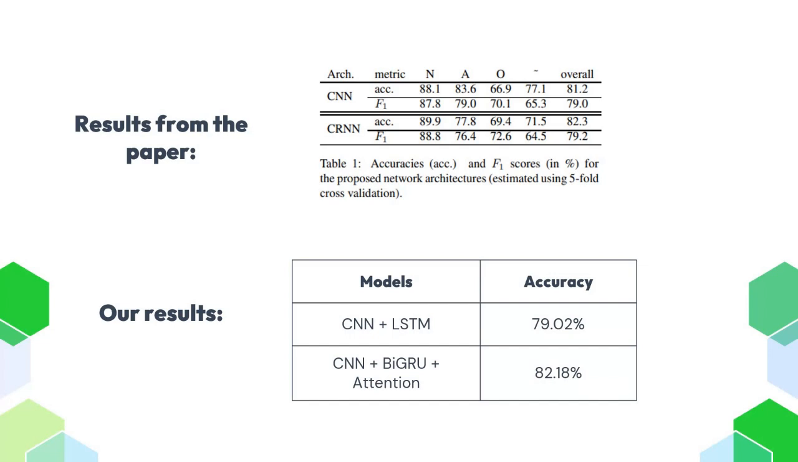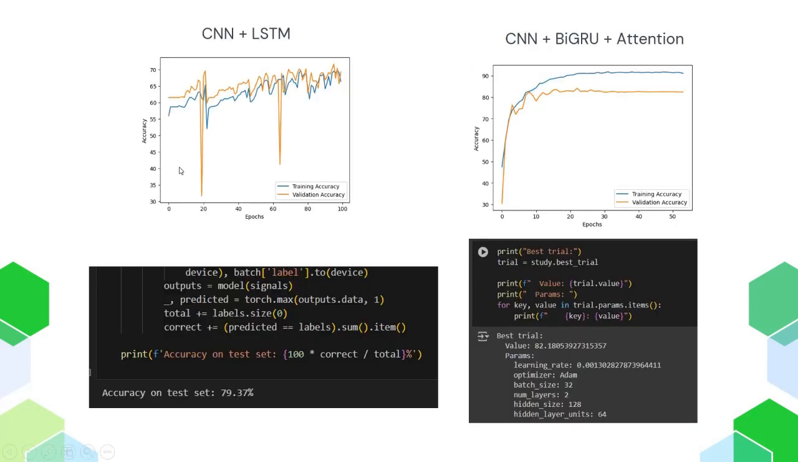And to improvise further, we tried several different architectures, out of which the best model came out to be CNN plus BiGRU with attention layer. With this model, we were able to get an overall accuracy of 82.18%, which is almost the same as that of the paper. And in the graphs in here, we can see the learning curves for the training and validation accuracy for both these models, that is CNN plus LSTM and CNN plus BiGRU with attention.